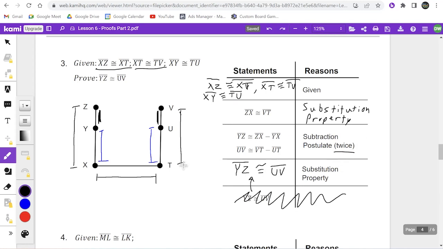And then the last step is just the substitution property. Again, you're substituting basically YZ with this right here, and you're substituting UV with this right here. And again, we said all of these parts individually are congruent. What do I mean by that? I said YX is congruent to UT. I said ZX is congruent to VT. So that must mean that YZ is congruent to UV. Any questions there?